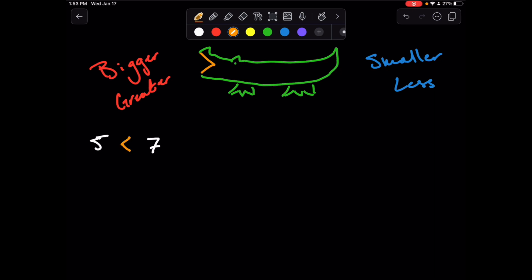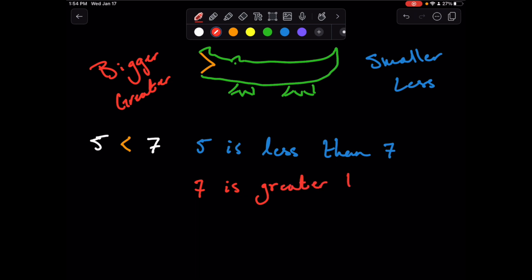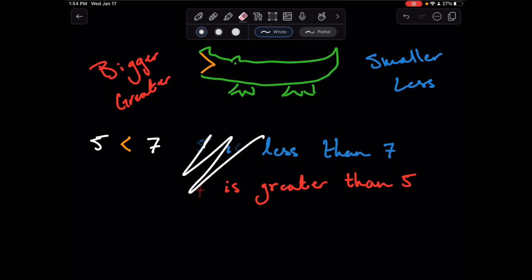And now we have two different ways to read this. If we go from the 5 to the 7, we say 5 is less than 7. Or if we go from the 7 to the 5, we say 7 is greater than 5. Example 1 done. Well, let's keep cooking.